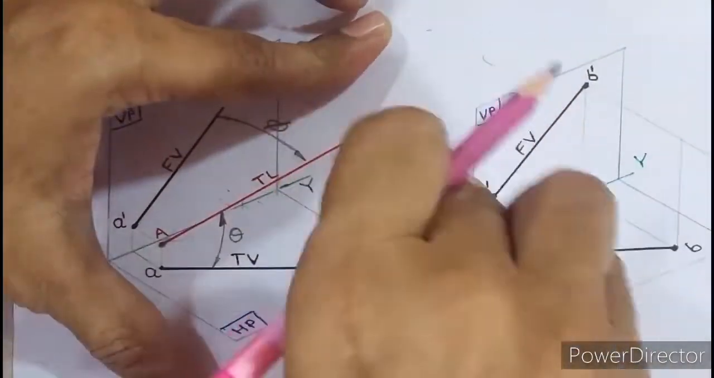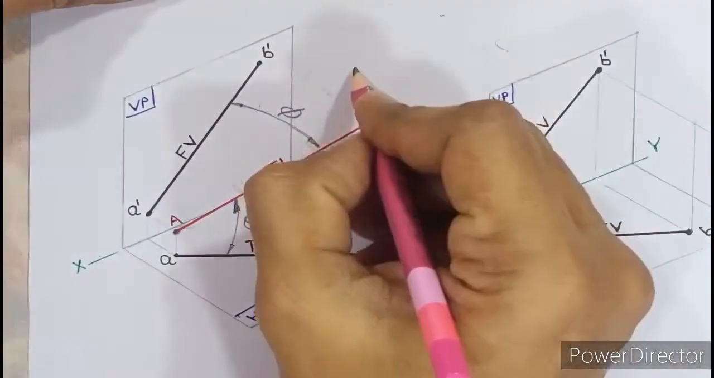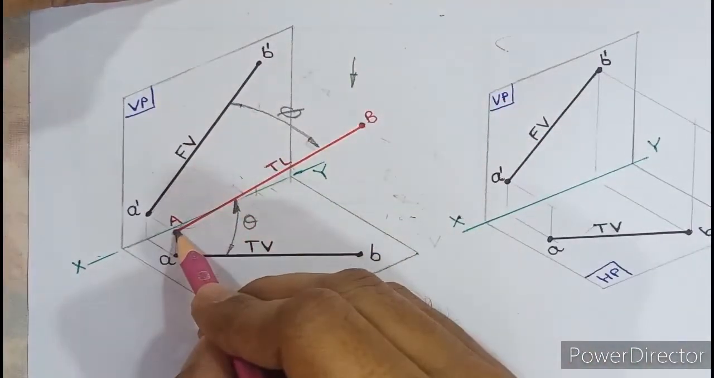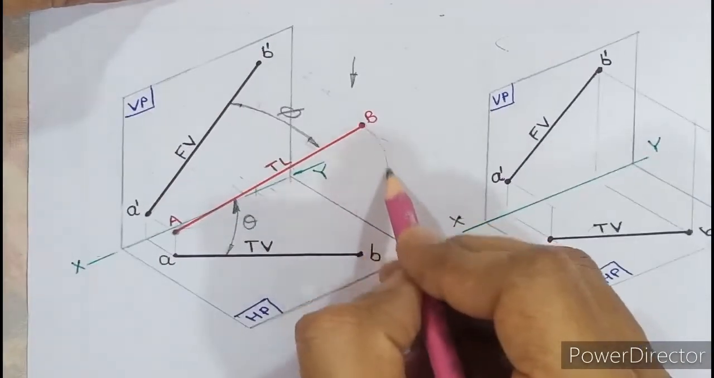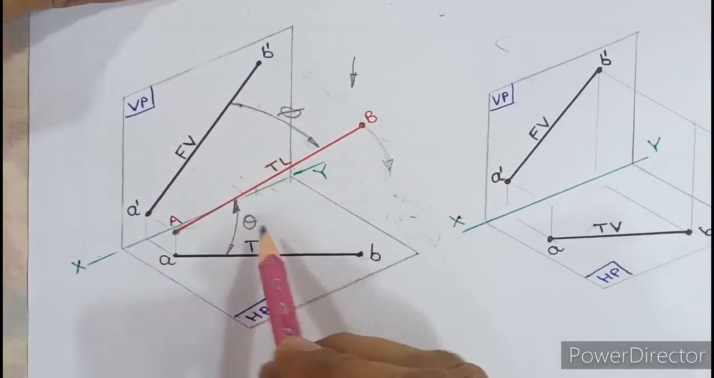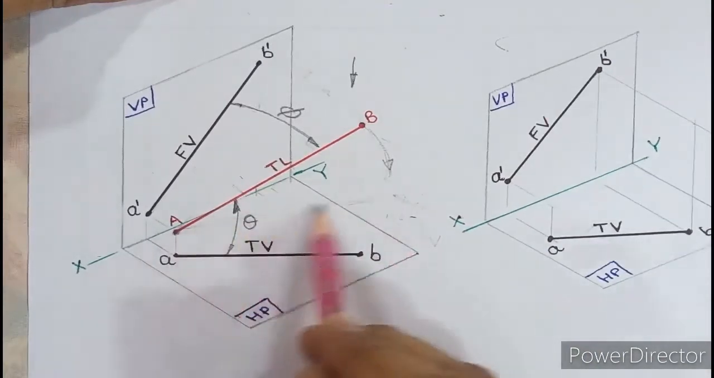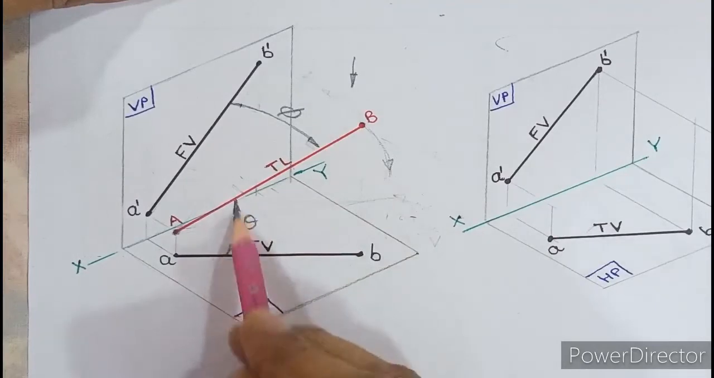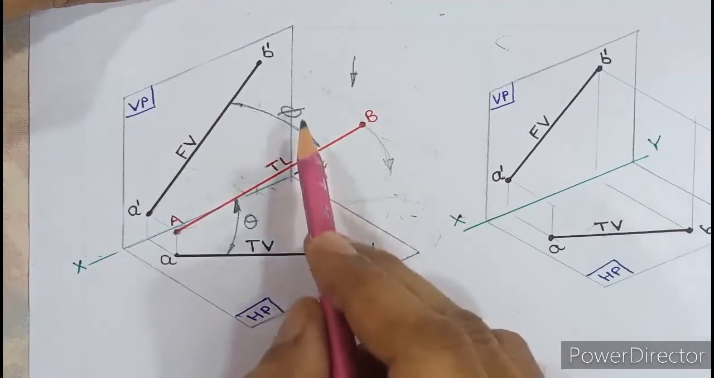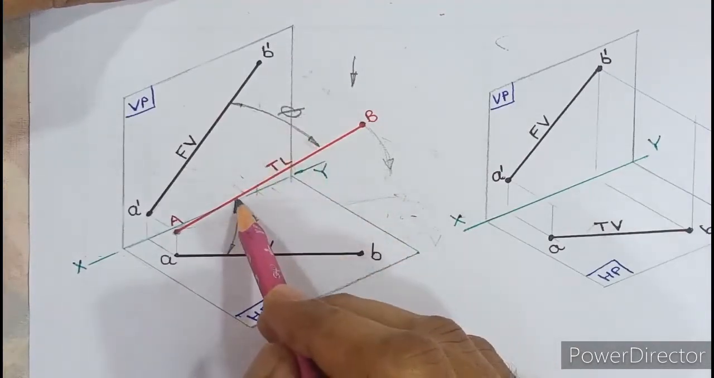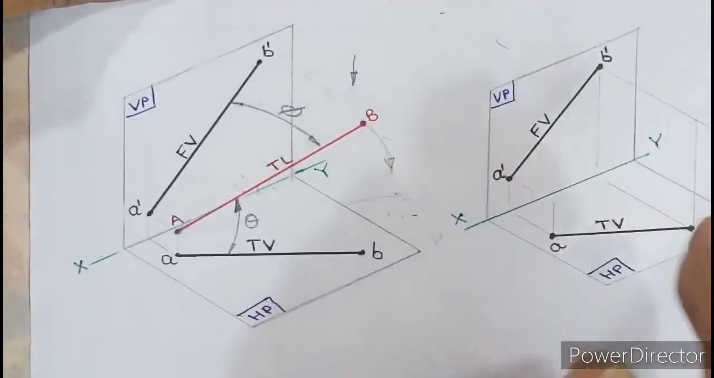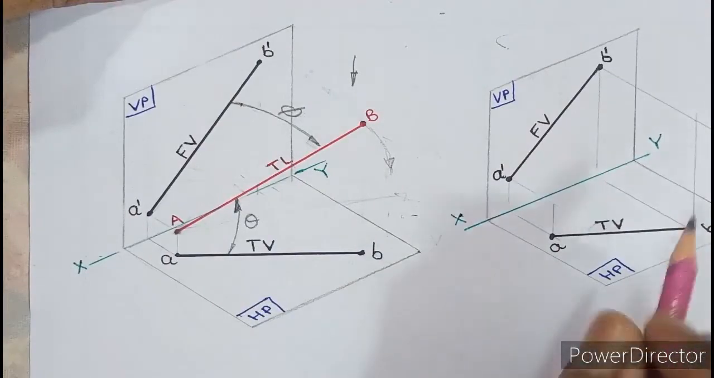Now if I want to see the true length from the top view, what is the procedure? The procedure is to keep point A fixed and rotate B until the line becomes parallel with HP, or you can say until theta becomes 0. So a very simple concept: out of theta and phi, one angle needs to be kept constant and the other angle you need to rotate until it becomes 0. That is the fundamental for understanding lines. So two concepts you should be thorough with.